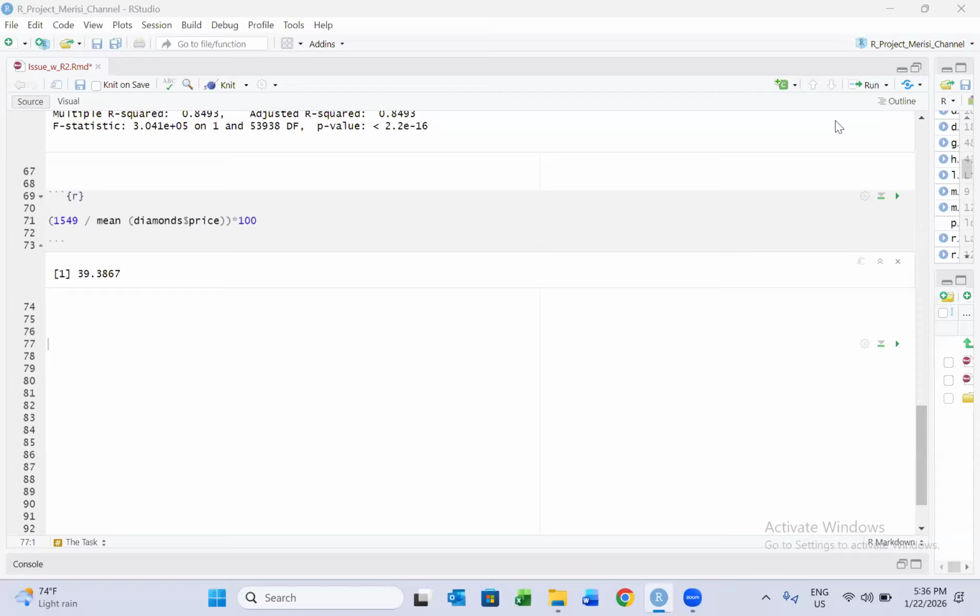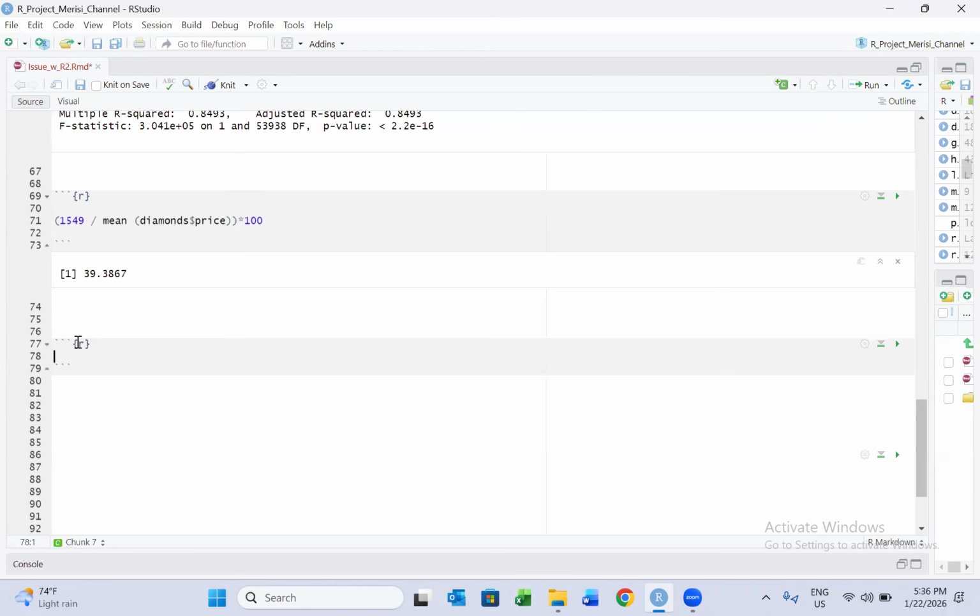Now, to do the scatter plot, I'm going to use standard base R functions, okay? We could use ggplot2 functions, but I'm just going to use base functions, like built-in functions in R. Okay, so let's do a plot, as I told you. First we specify the x-axis, the predictor carat, diamonds carat, and diamonds price, okay?